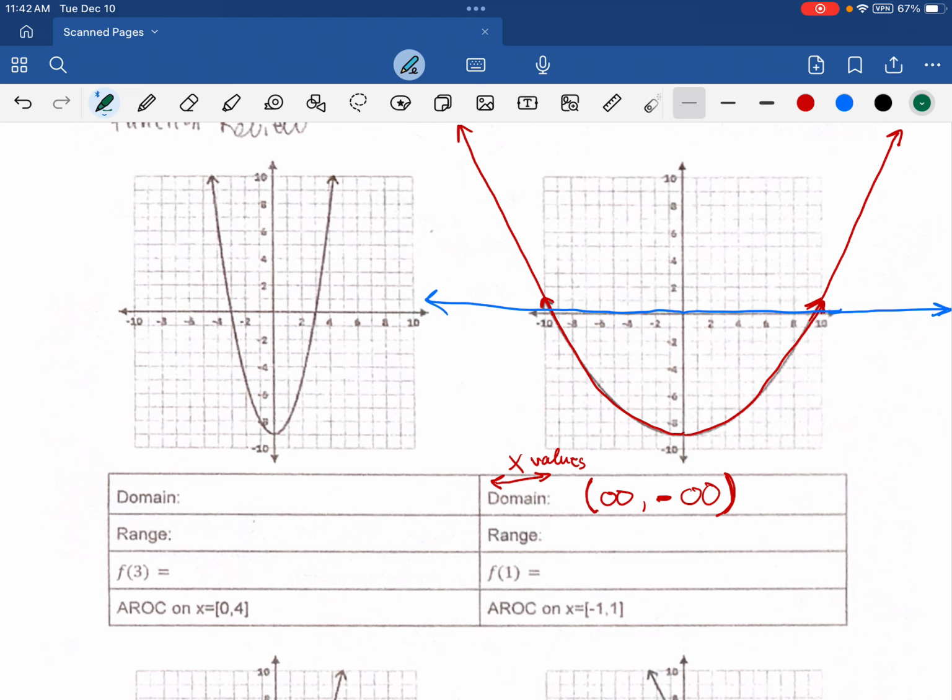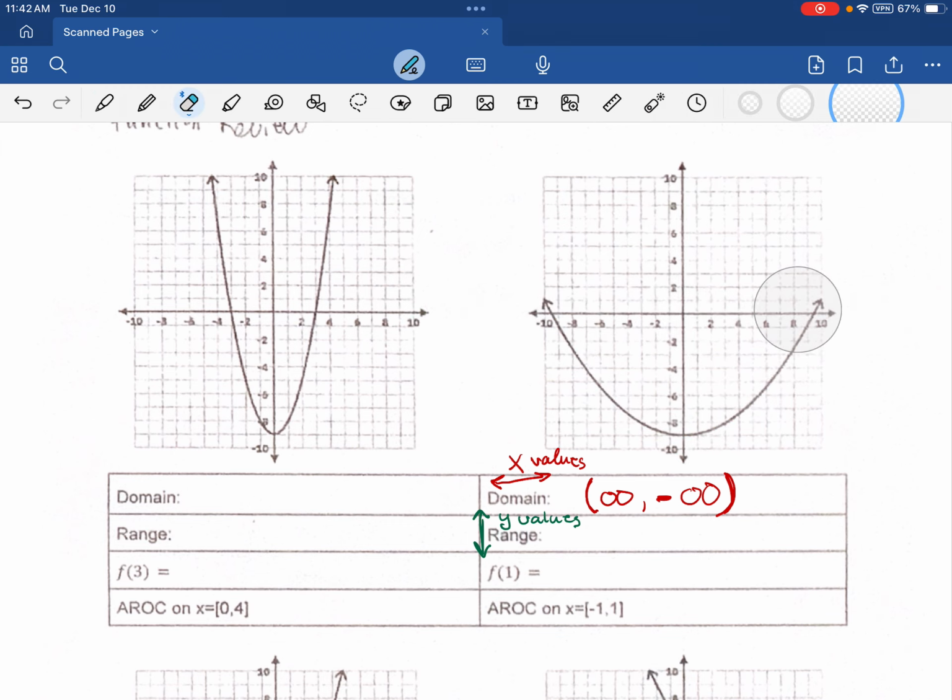Range is all of my up and down values. How high up can this line go? How far down can it go? And it has to do with the y values. Here is our y-axis right here. All right, let me erase some of this really quick. All right, let's take a look.